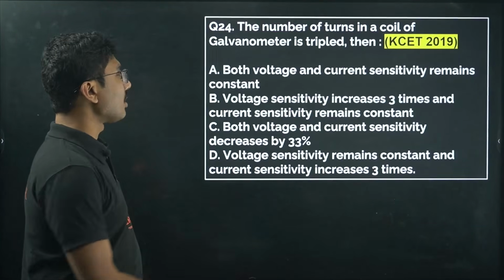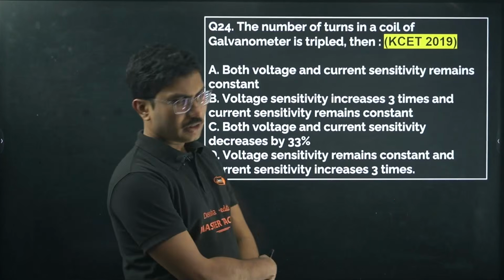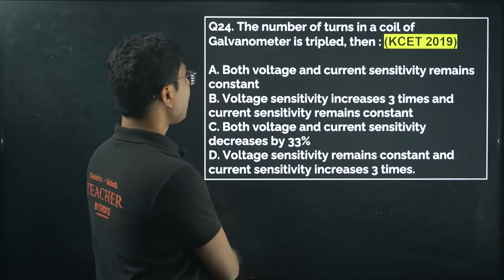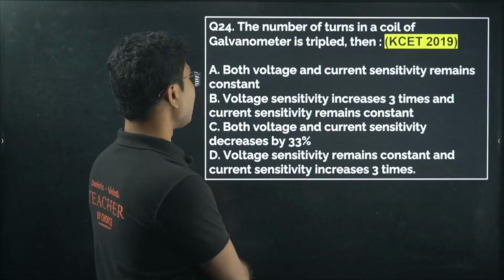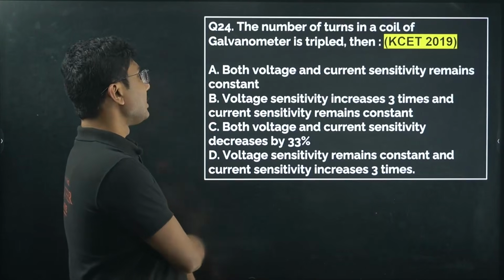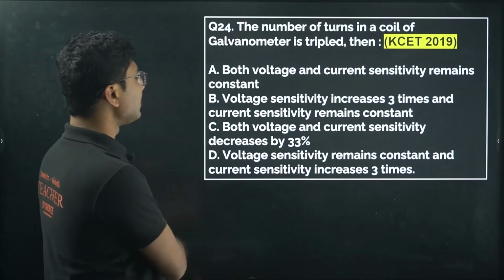Now let's solve one question. That is the last topic, last question of the day. Not last, we have one more question. The number of turns of a coil of a galvanometer is tripled.